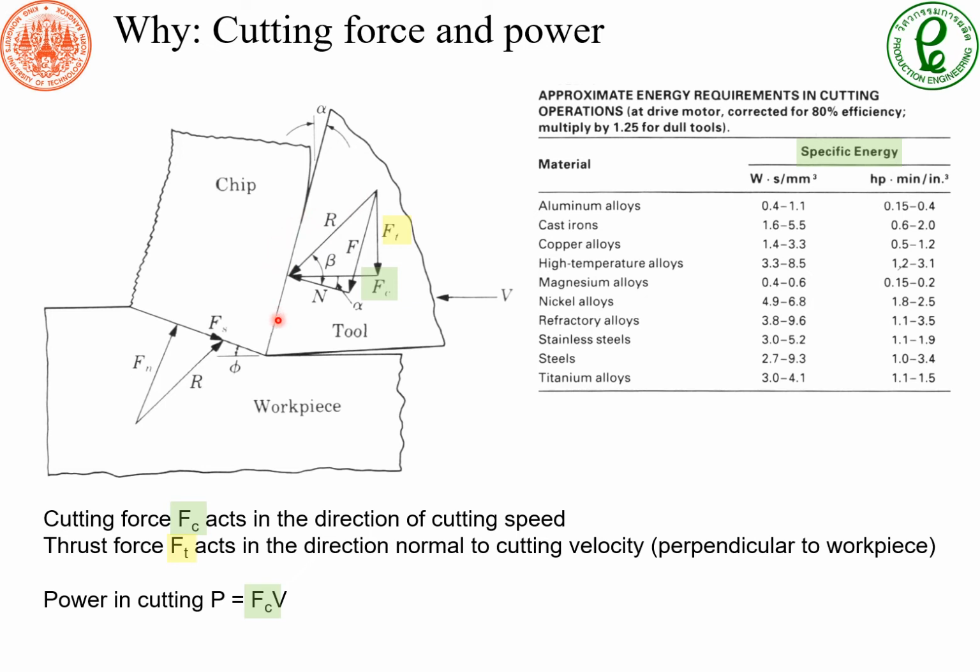But ideally, when we talk about the cutting power, we're focusing on the cutting force F sub C in general. Now, the right-hand side is very important. It's the specific cutting energy, which is defined as the power required to remove 1 cubic millimeter per second of each work material. So we can estimate how much force or how much energy is required to machine each work material from this table.